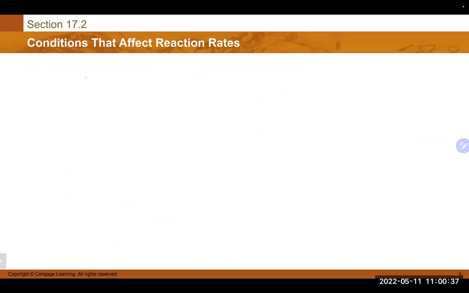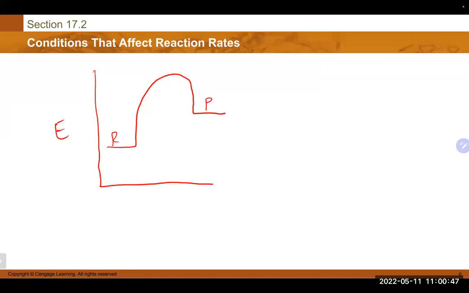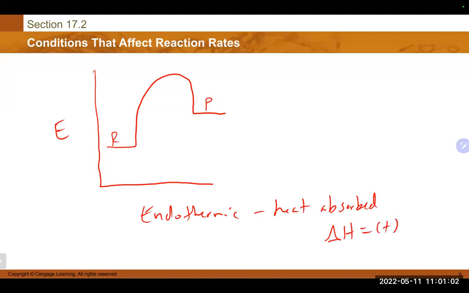And obviously, just as a reminder, our endothermic diagram looks a little bit different. It looks something like this. And this would be our endothermic, which means that heat is absorbed. And the delta H here would be a positive number in this particular case.